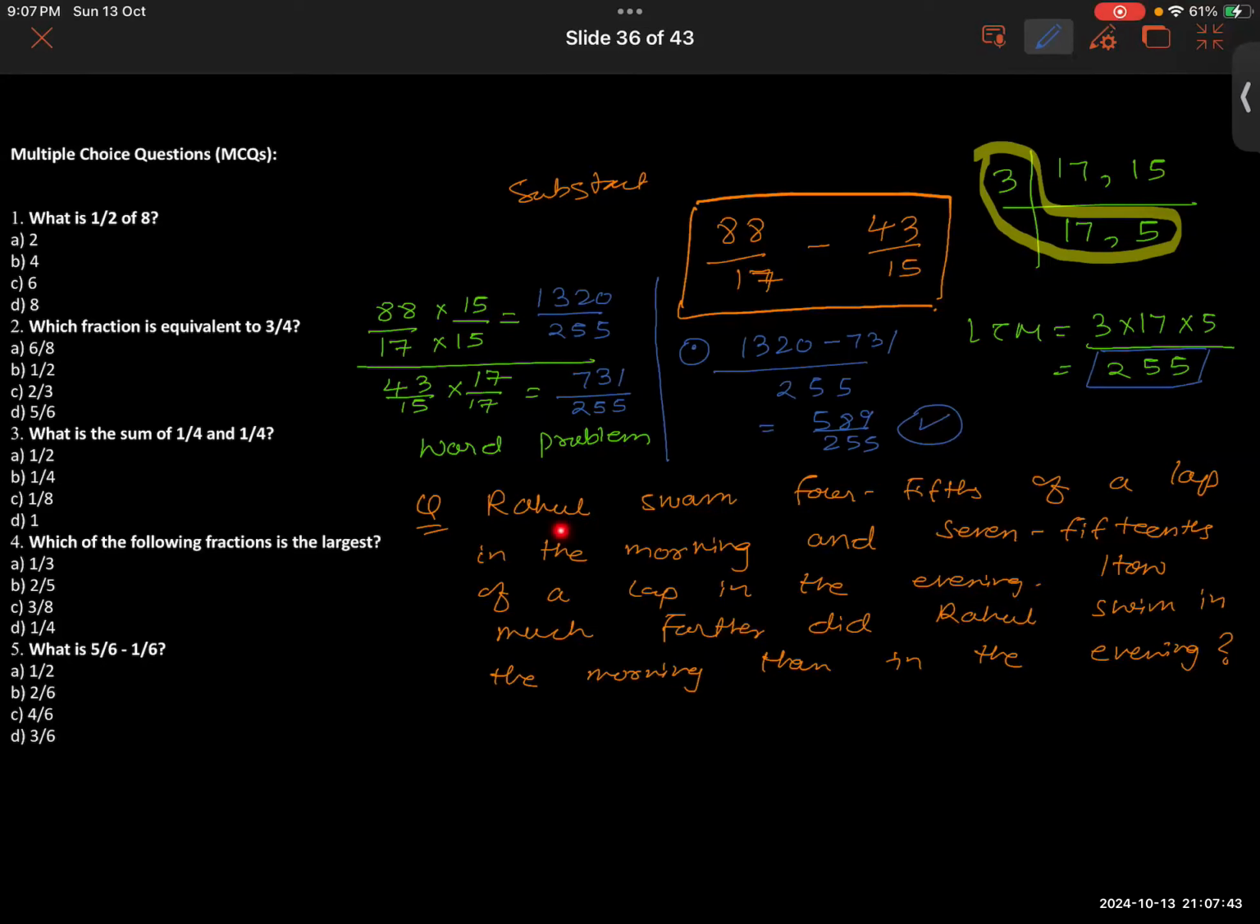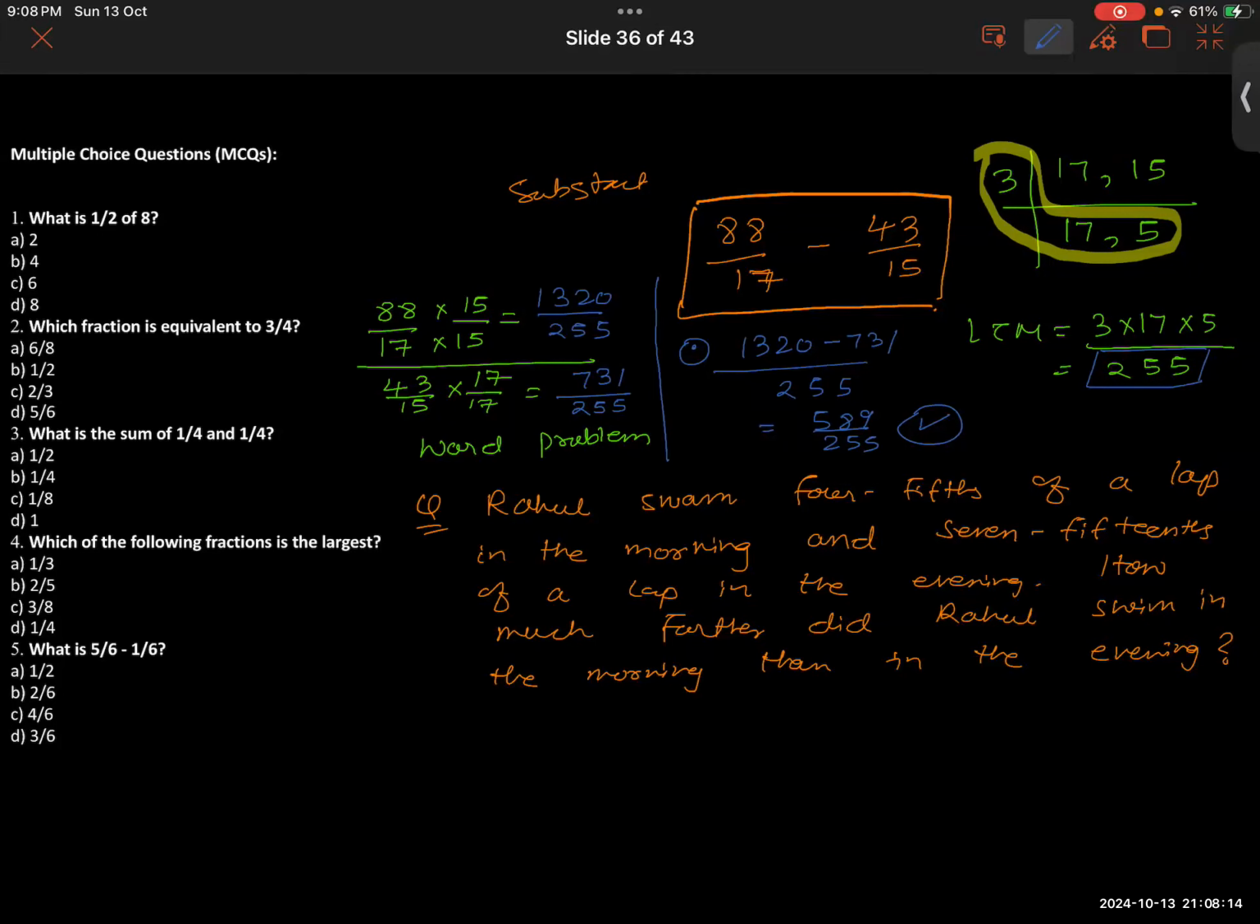Let me read the question first. Rahul swam 4/5 of a lap in the morning and 7/15 of a lap in the evening. So how much farther did Rahul swim in the morning than in the evening? You understood the question? Basically, how much more he swam in the morning as compared to the evening? That's what we have to find. And how much he has swum has been mentioned in the question. Quickly write down the question.